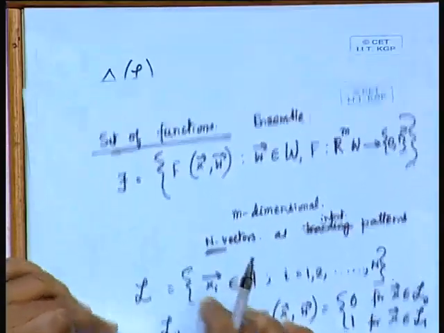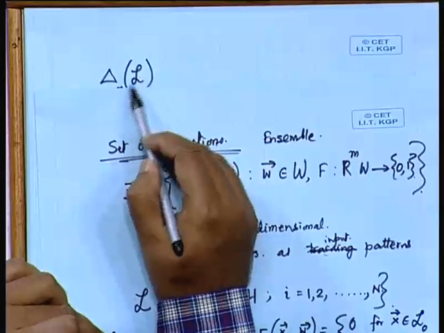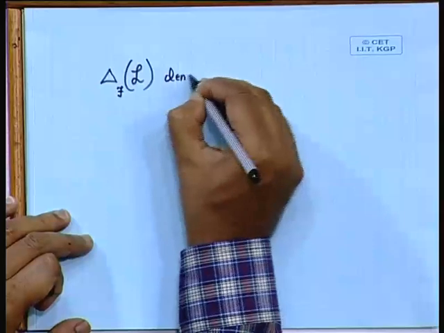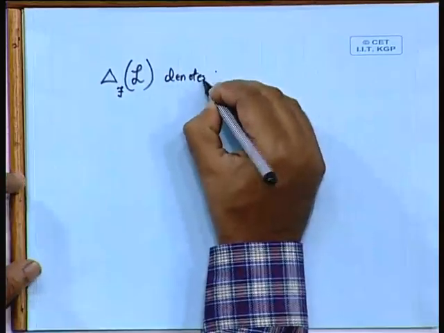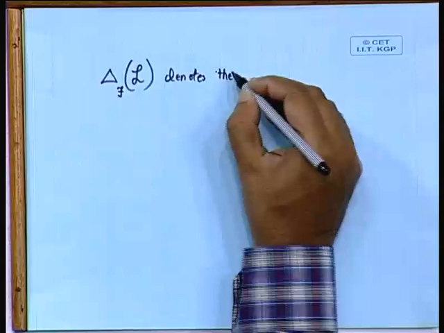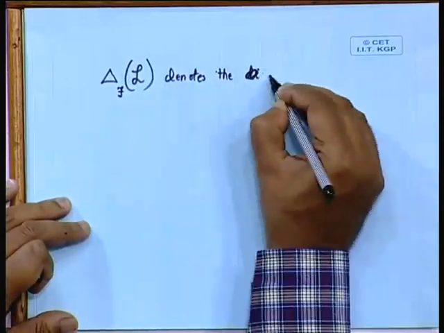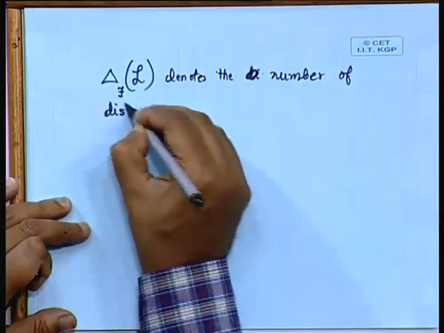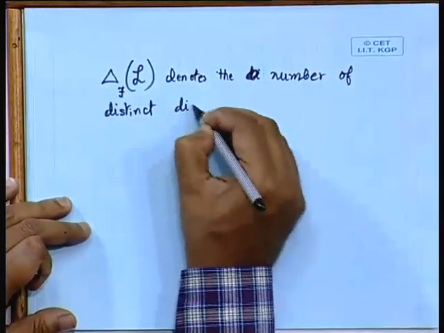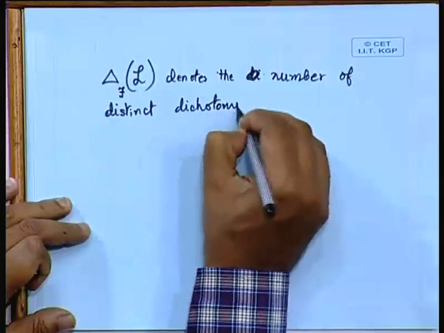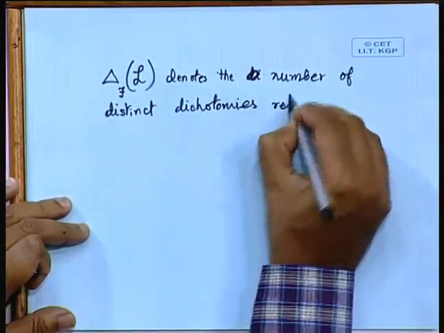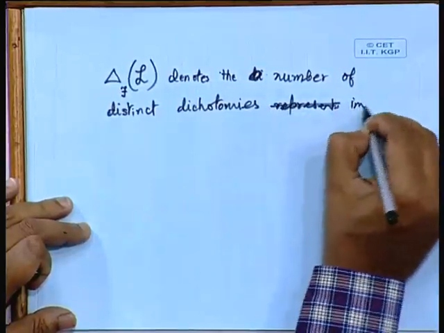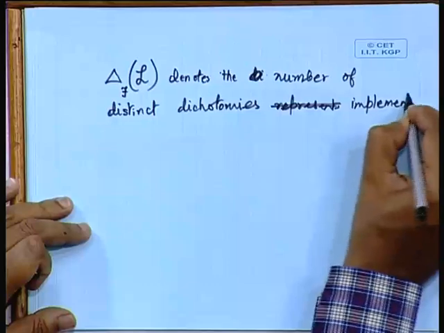Now, we are introducing a term called delta L suffix f, and this denotes the number of distinct dichotomies represented, or we can say implemented, by the learning machine.